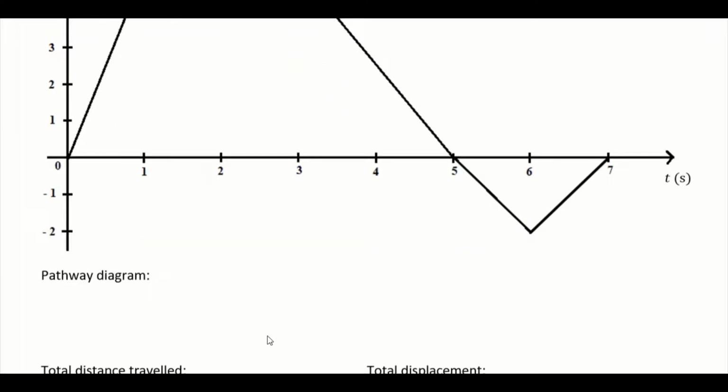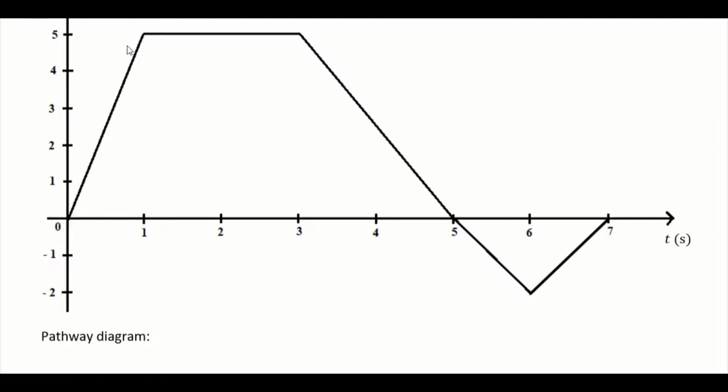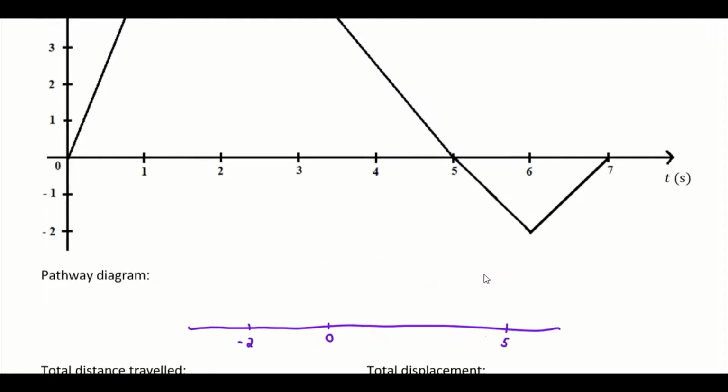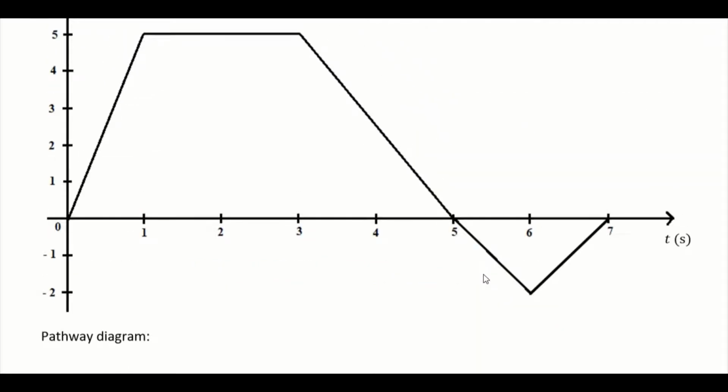Let us try to draw a straight line first. This is our pathway, and we need to have the origin as usual. This is the origin. Some of the important information that we can get is that the maximum displacement is 5. Then on the other side, in the opposite direction, the maximum is -2. So we need to have these important key points here, which are -2 and also 5. Now let's look at the time, and then we indicate the position for every second.